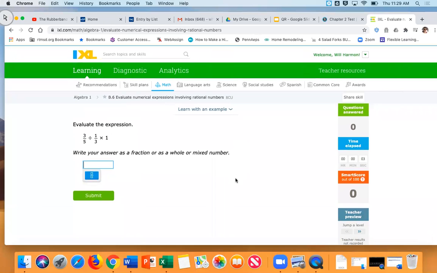All right, for IXL B6, evaluate numerical expressions involving rational numbers. Now we have a ton of stuff going on here in the problem. So what we have to do is still follow order of operations, PEMDAS. Remember PEMDAS, please excuse my dear Aunt Sally.